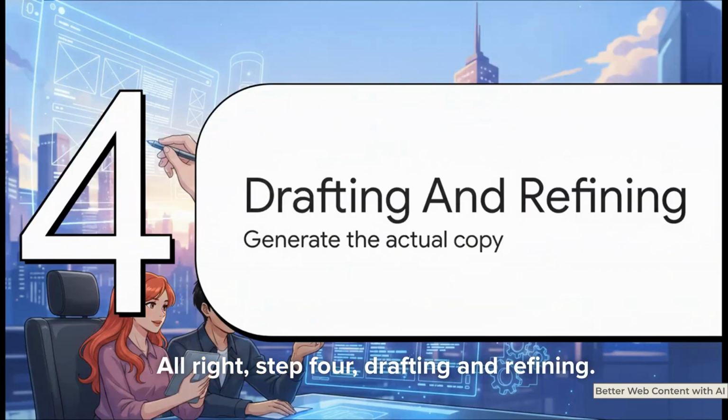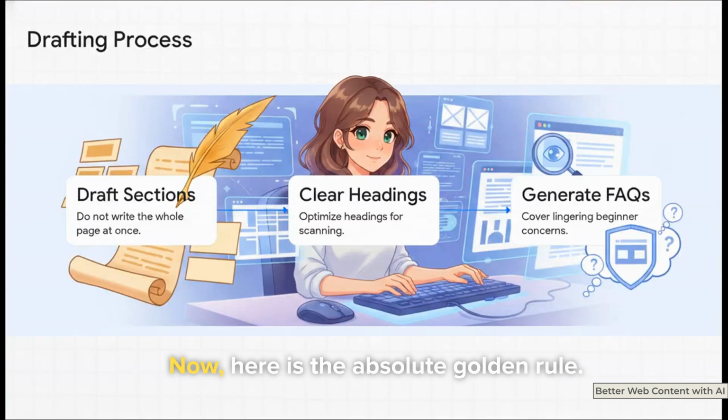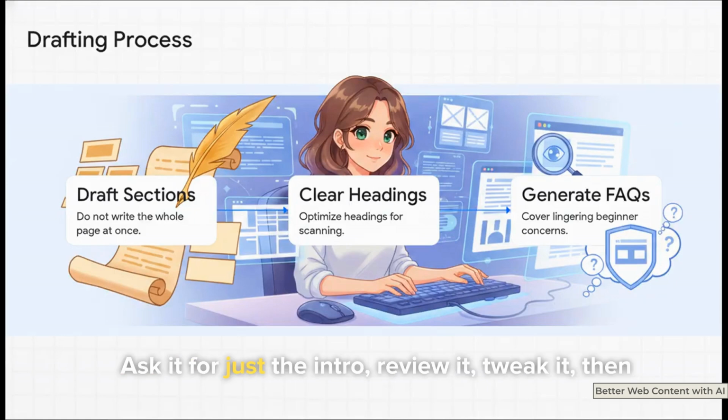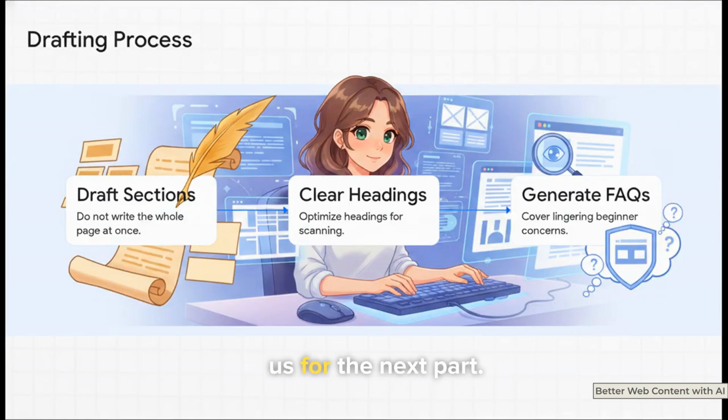All right, step 4, drafting and refining. It's time to actually generate that copy. Now, here is the absolute golden rule, okay? Do not ask for the whole page at once. If you do, the AI just loses focus and goes right back to that generic fluff we hate. Instead, draft section by section. Ask it for just the intro, review it, tweak it, then ask for the next part.